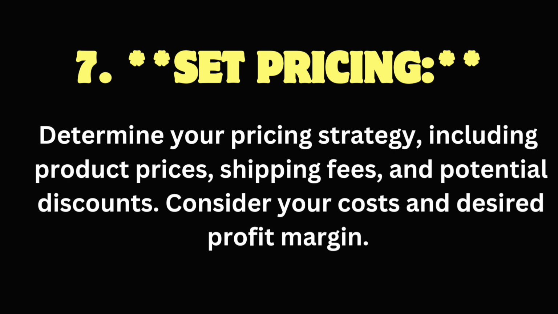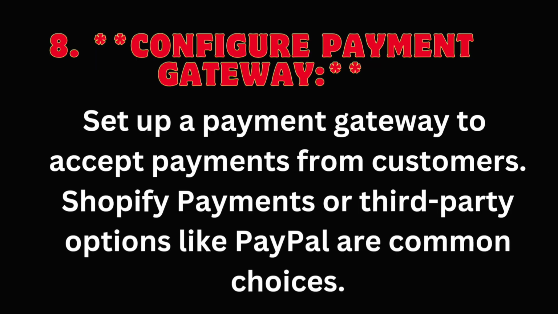Now the seventh, set pricing. Determine your pricing strategy, including product prices, shipping fees, and potential discounts. Consider your cost and desired profit margin. Now the eighth is configure payment gateway. Set up a payment gateway to accept payments from customers. Shopify Payments or third-party options like PayPal are common choices.